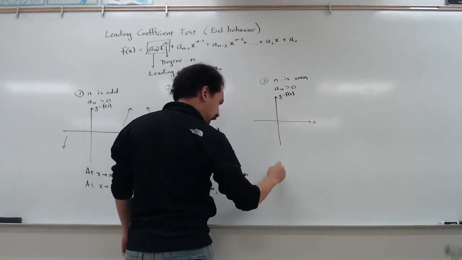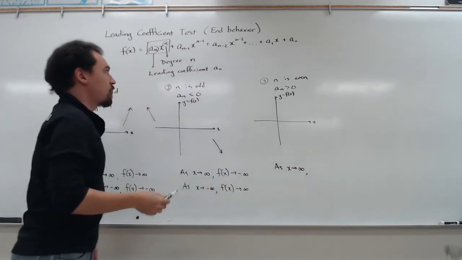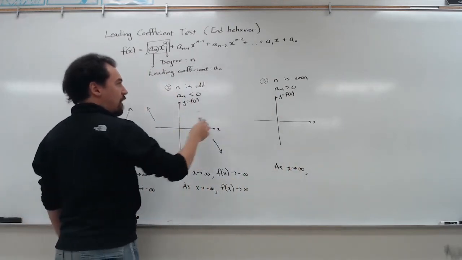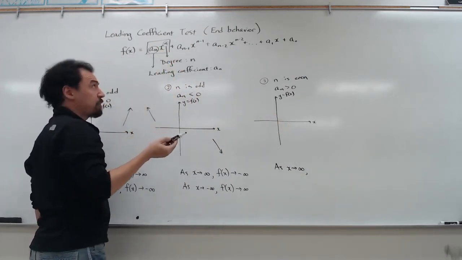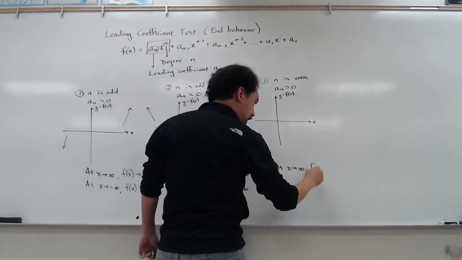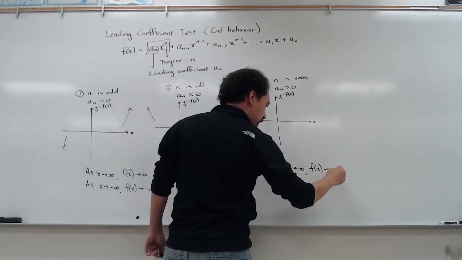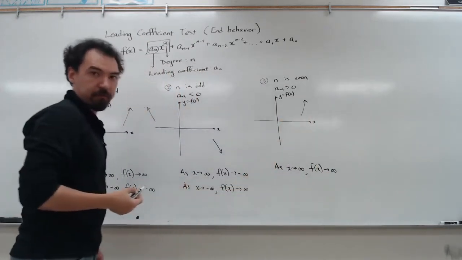So let's say, as x approaches infinity, we're going to have a very big positive number to an even power, definitely positive, multiplied by a positive leading coefficient, still positive. f of x is going to go to positive infinity. So that means as I go toward the right, I'm going to rise.